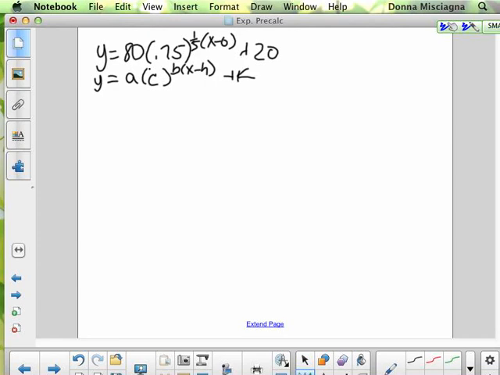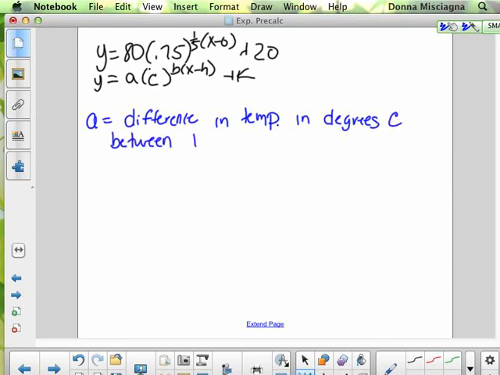All right, so we'll just go right through. A is the difference in temperature in degrees Celsius between the water and the room.